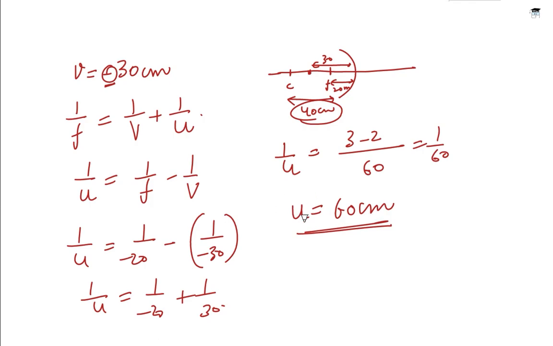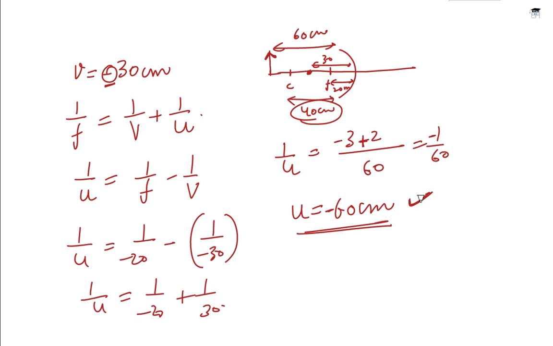So see, our object is placed at 60 centimeters and, wait, this is going to be minus here, so u is minus 60 centimeters. That means it's going to be here somewhere. The object will be placed here somewhere at 60 centimeters. So see, the object is beyond C, and when the object is beyond C, we get the image between C and F, and our image is at this point, right?